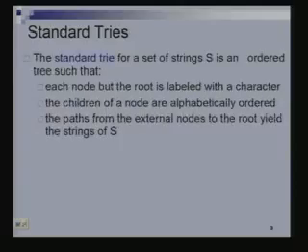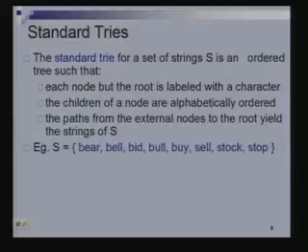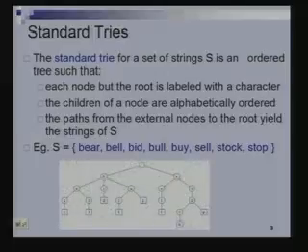So, we will come to this notion of tries today. What is a trie? I will perhaps show you a picture and explain it through this picture. A trie is a data structure to maintain a set of strings. Let us say I have a set S of strings: beer, bell, bid, bull, buy, sell, stock, stop. This is an example I think I picked from Goodrich and Tamassia.